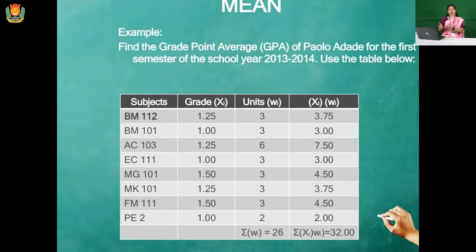So what we are doing right now is taking the frequency or the weights or the units, whatever we have, and multiplying it by the grades, and by that we will get the xw or the fx. Okay, so by adding all those things together, by summing them all up, we will get a value, and that is 32 over here.